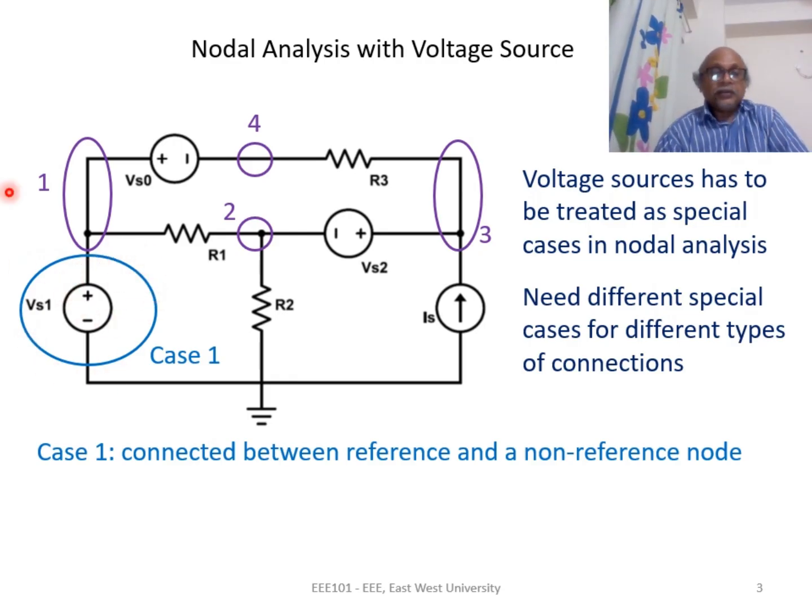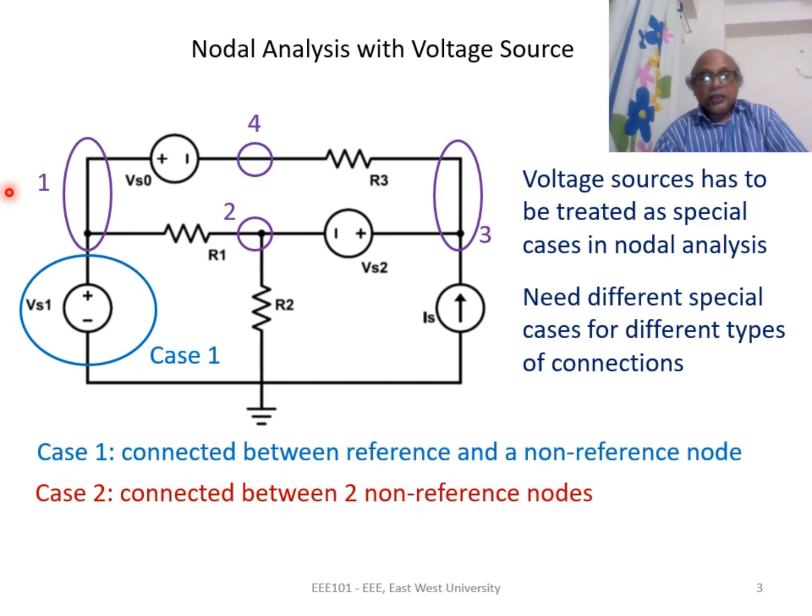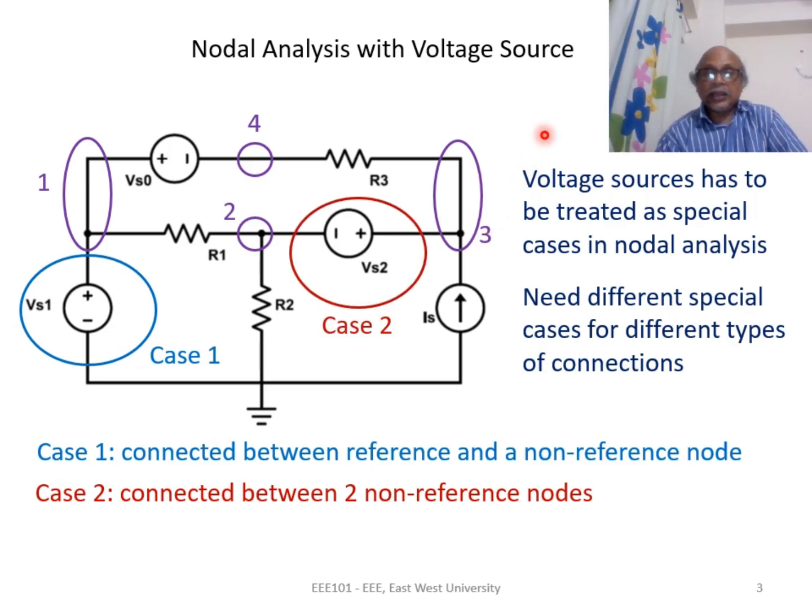Then we have case 2. Case 2 refers to a voltage source which is connected between two non-reference nodes. Again, if we observe the circuit, this voltage source Vs2 is connected between node 2 and node 3. Both are non-reference nodes. So, Vs2 is an example of case 2.